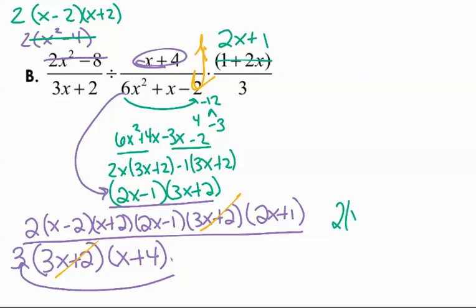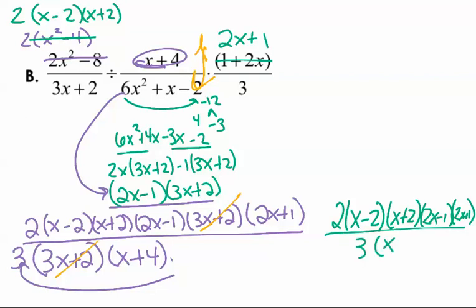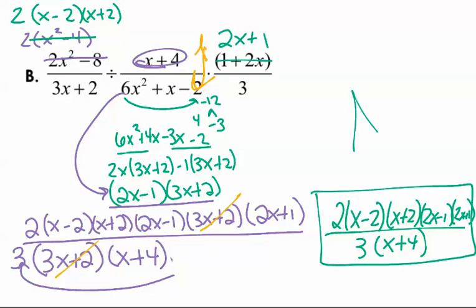So my final answer is 2, x minus 2, x plus 2, 2x minus 1, 2x plus 1, I hope you can see that, all over 3 and x plus 4 in the denominator. So there's not a whole lot that cancels here. That's okay. We still did it right 100%. Good job, guys.